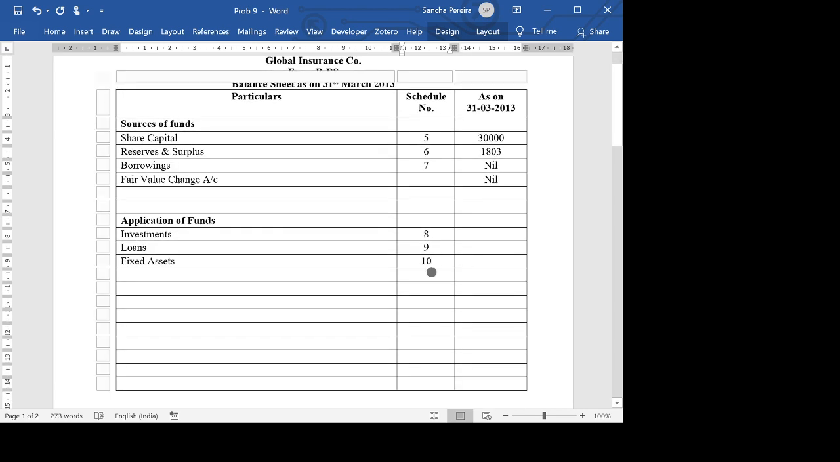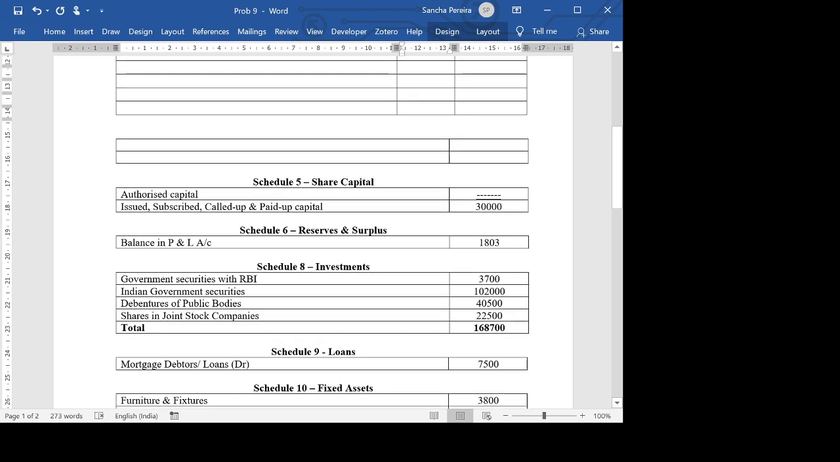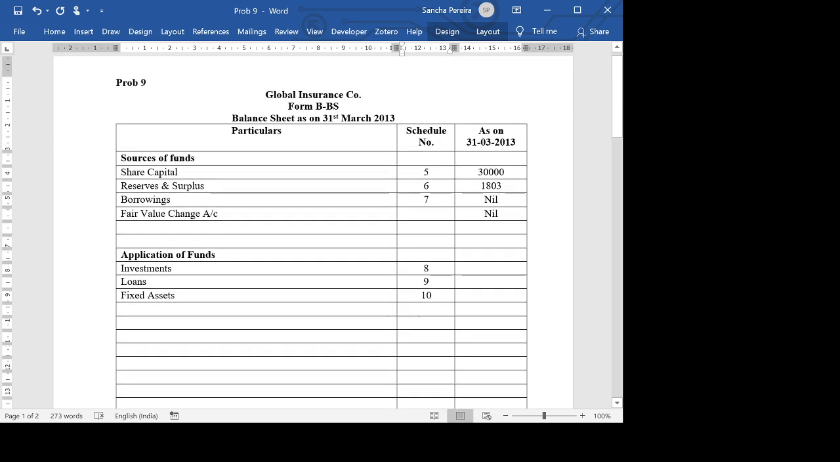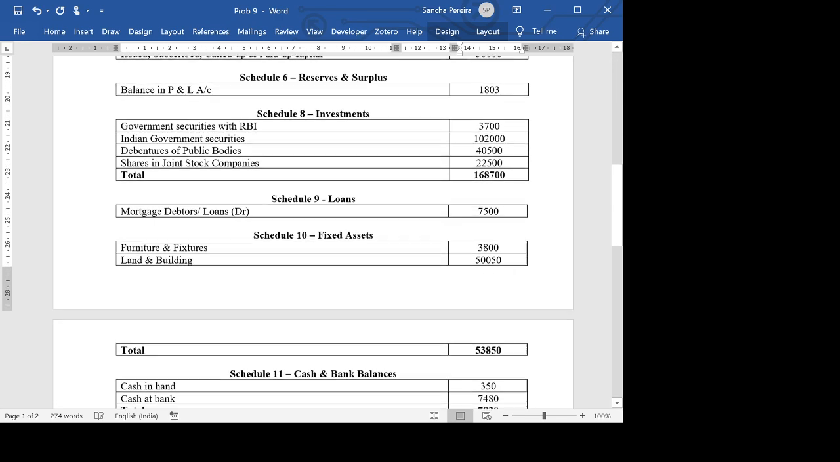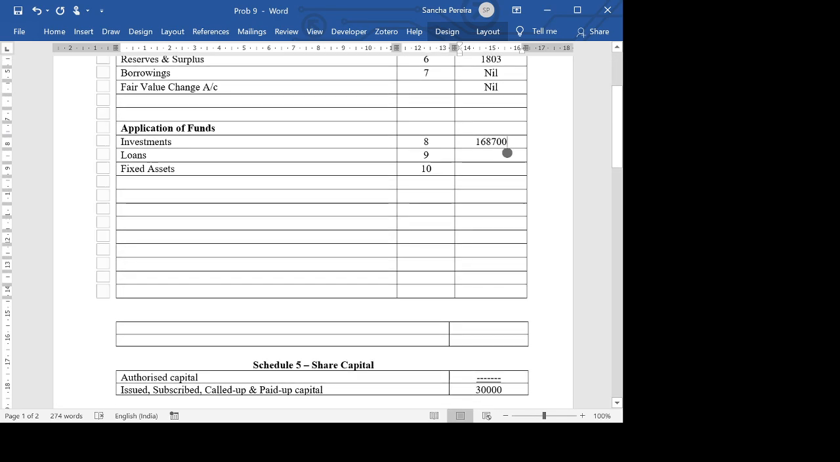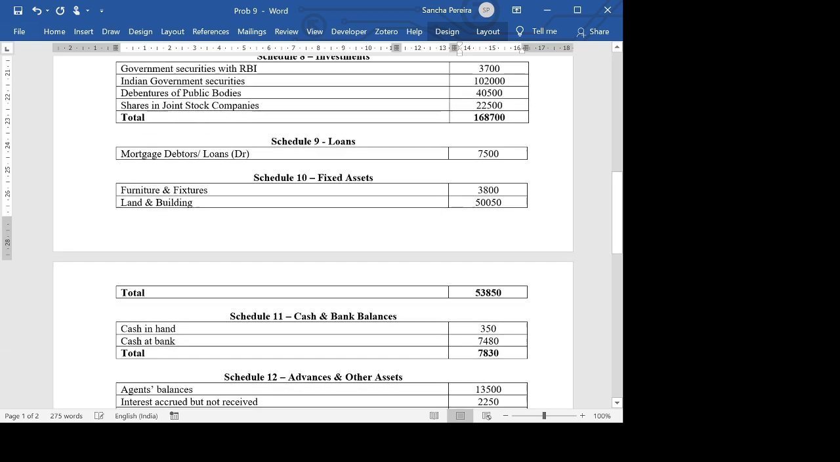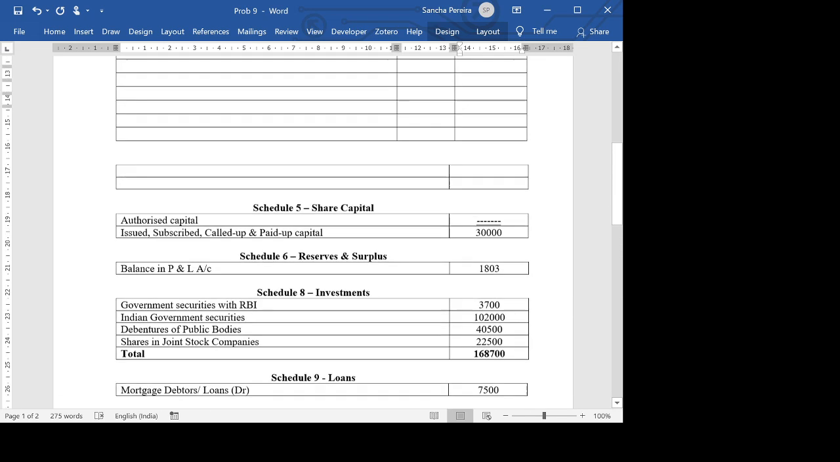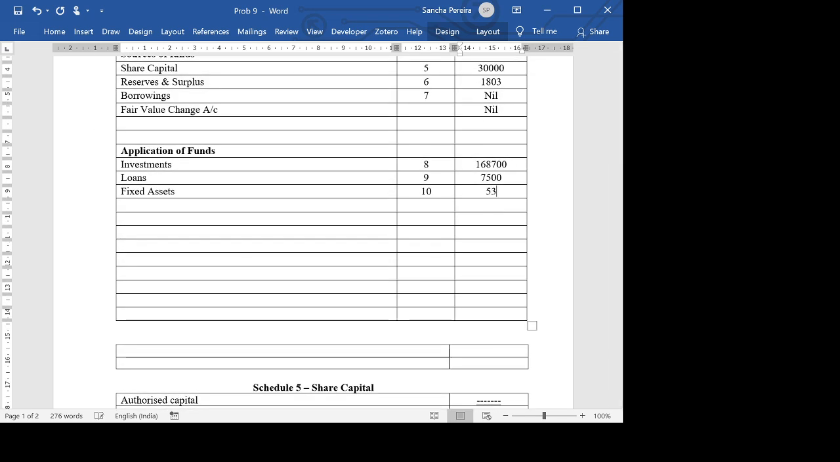So under 8 the total is 1,68,700. Then 9 is 7,500 and 10 is 53,850. We don't total this.